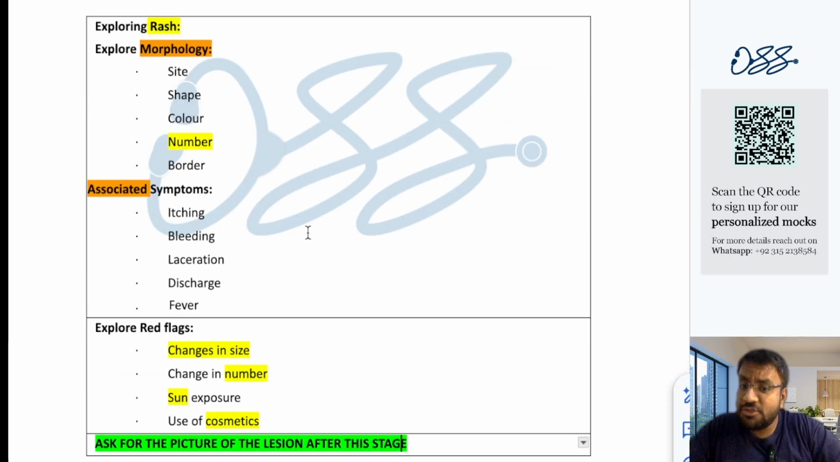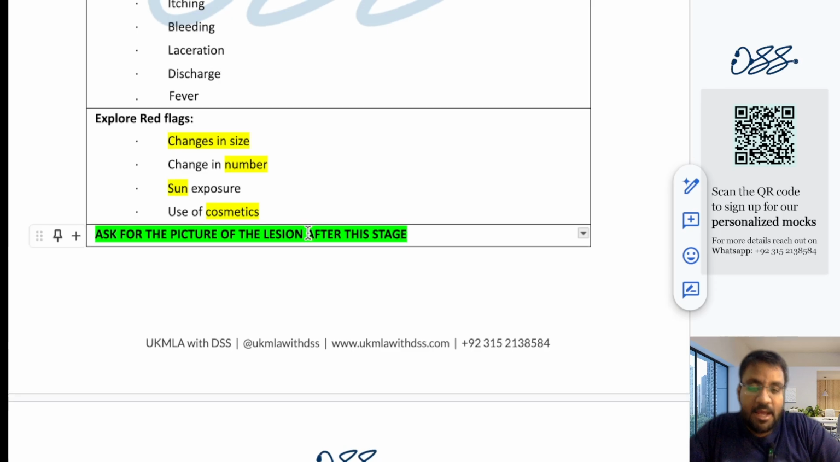Okay, so this is something a bit different. Typically we have to wait till the very end to ask about the examination and inspect the patient for any signs, but it's always better to get the idea and have a look at the rash at this stage. Okay, so after you're done with the first two layers, then ask and request to basically have a look at the rash. And when you say that, the examiner or the simulator may just hand over to you a picture of the rash.